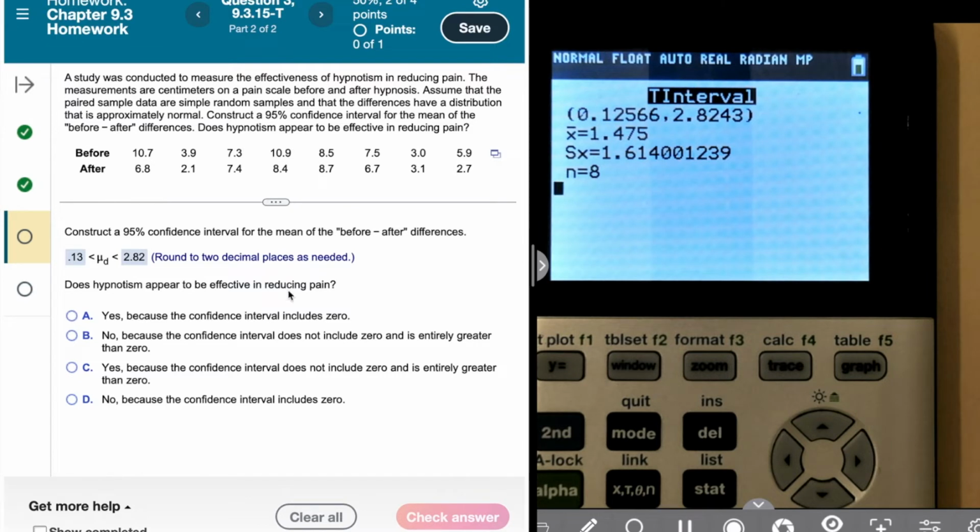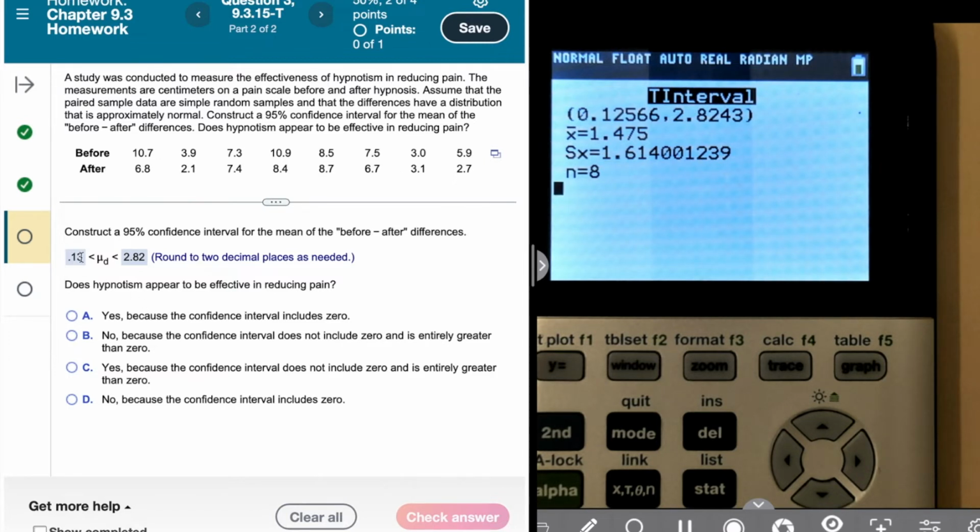Right? Does it appear to be effective? It looks like it because my confidence interval is always positive. Or in other words, the 95% confidence says that we can be 95% confident that after I receive, let's see here, hypnosis, my pain appears to be reduced. So 95% confident that after receiving the hypnosis the pain is reduced.